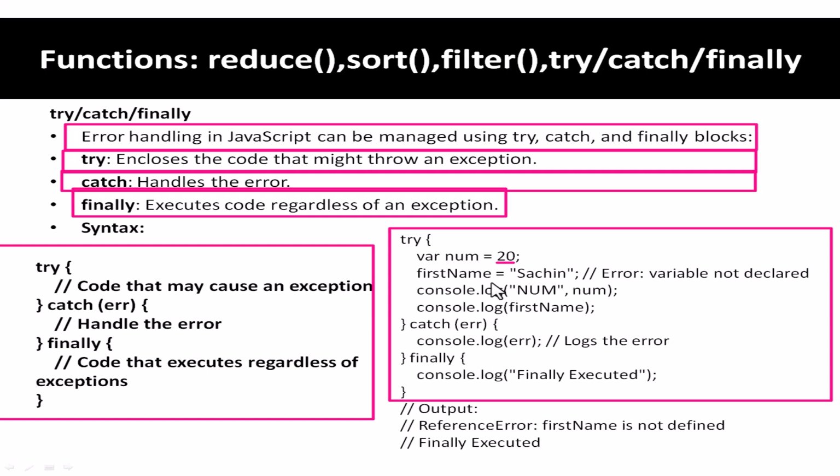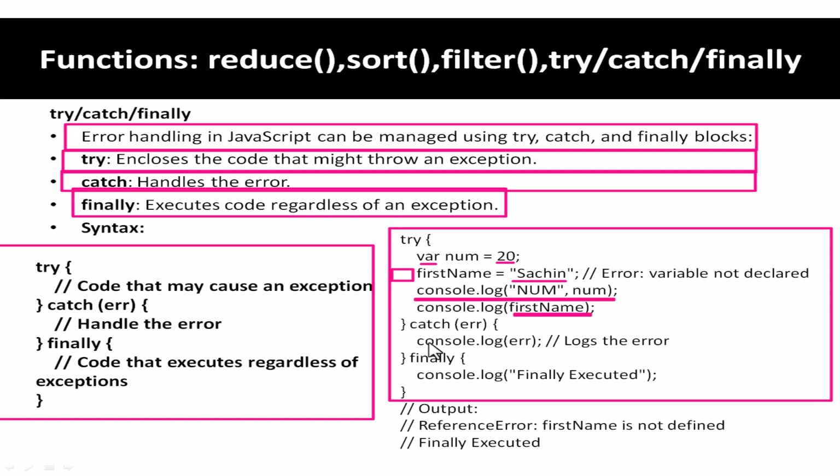Now first name is Sachin. So now what we are going to do is console.log num, number. Here, if you consider first name equal to Sachin, the variable is not declared. The variable number is declared, number equal to 20, but var first name is not declared. So when it reaches first name, it will cause an error.